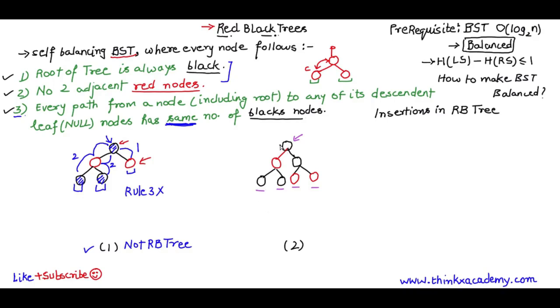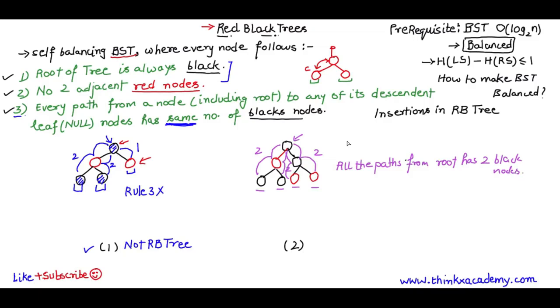So I can see that this one is the first path, and in this path there are two black nodes. The second path is this one and it also has two black nodes. The third one is this one and it also has two black nodes, and the last one is this one, and even this one has two black nodes. So all the paths from the root node, from root, has two black nodes.